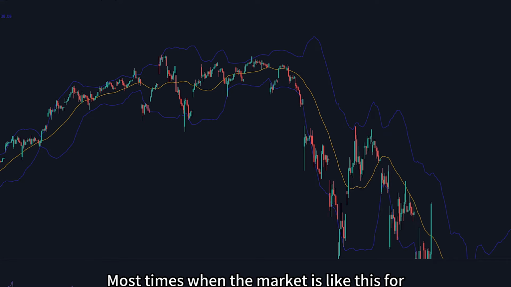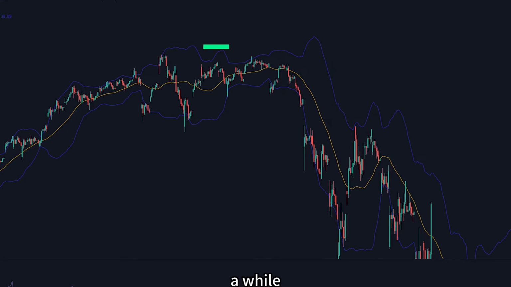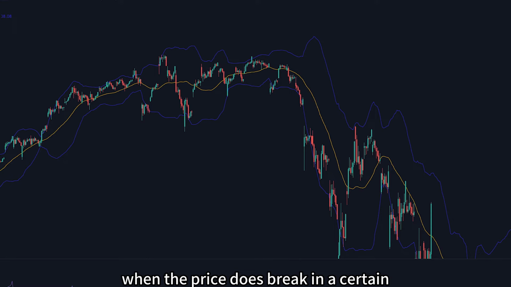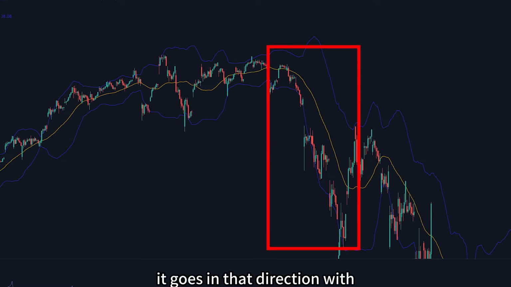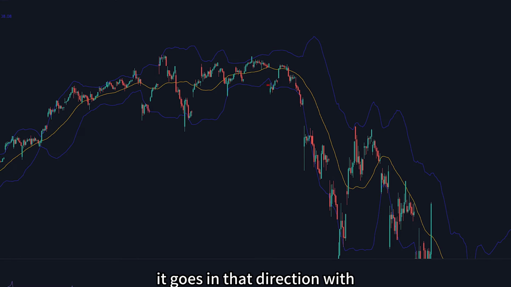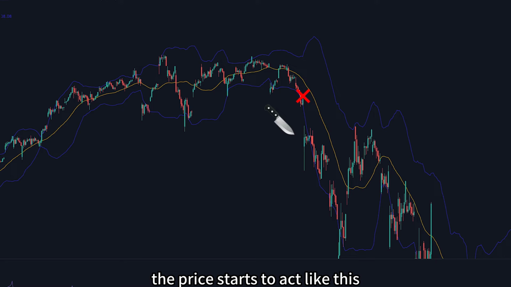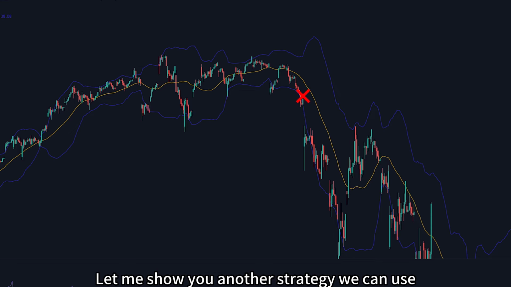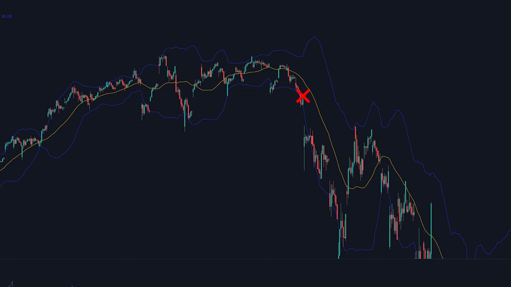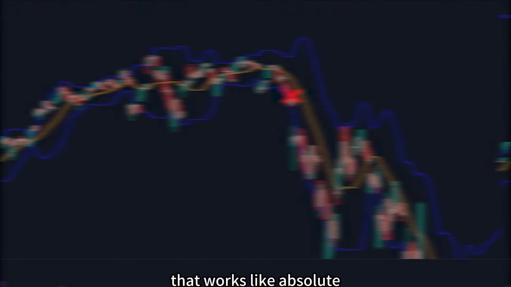Most times when the market is like this for a while, when the price does break in a certain direction, it goes in that direction with huge amounts of momentum. So in these types of examples, you never want to trade trying to catch a falling knife when the price starts to act like this. Let me show you another strategy we can use to help solve this problem that works like absolute magic.